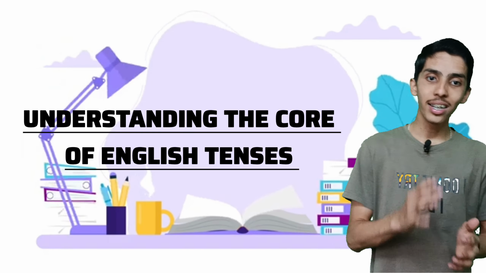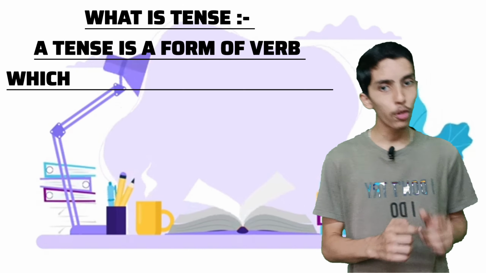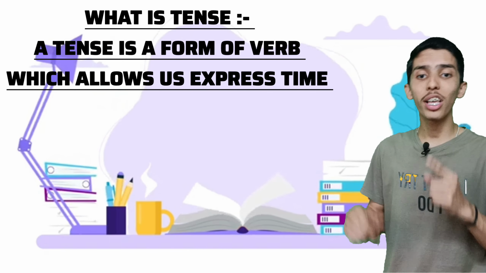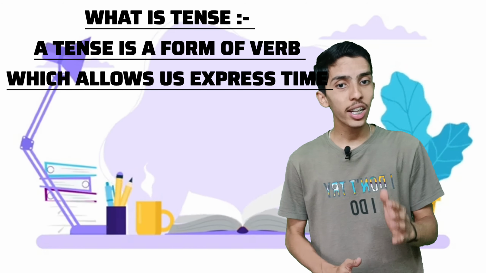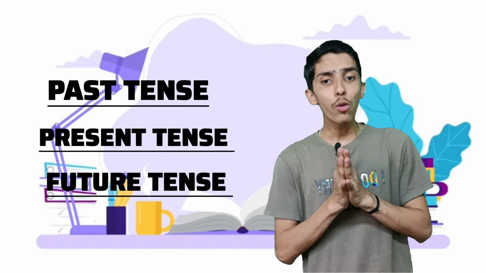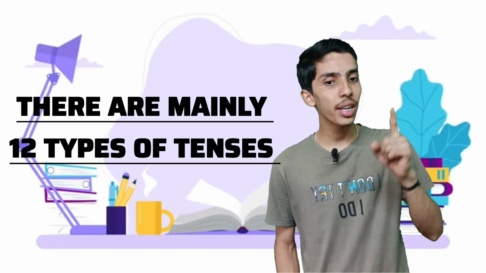The first point, understanding the core of English tenses. First we will learn what tenses are. A tense is a form of verb that allows you to express time. In other words, tense helps us understand when an action takes place, whether it is in the past, the present or the future. Now, how many types of tenses are there in English? The answer is there are 12 main types of tenses in the English language.